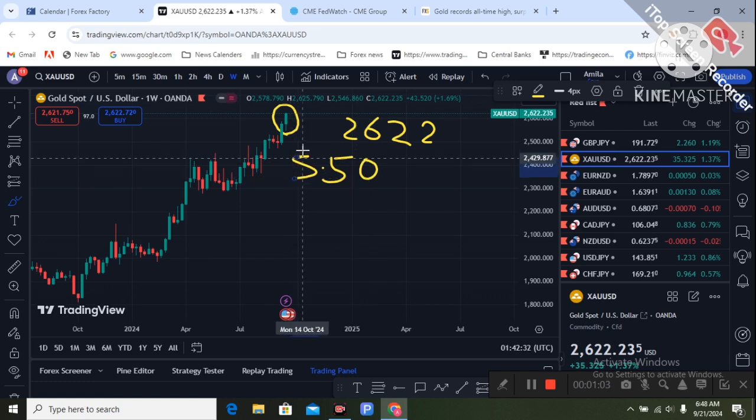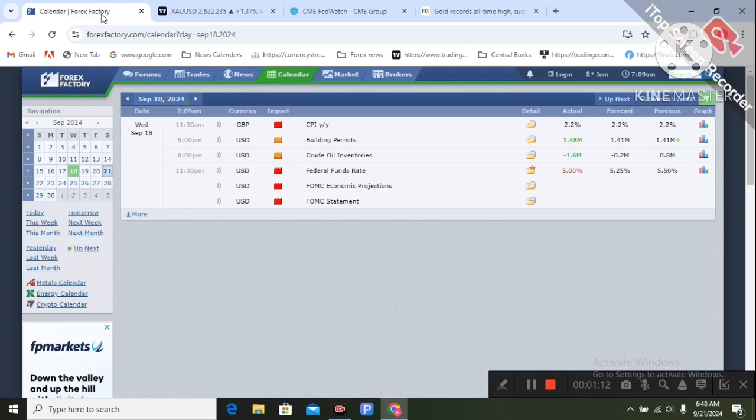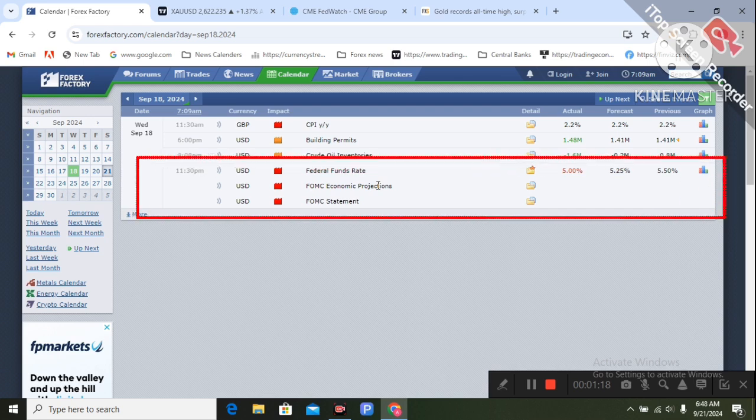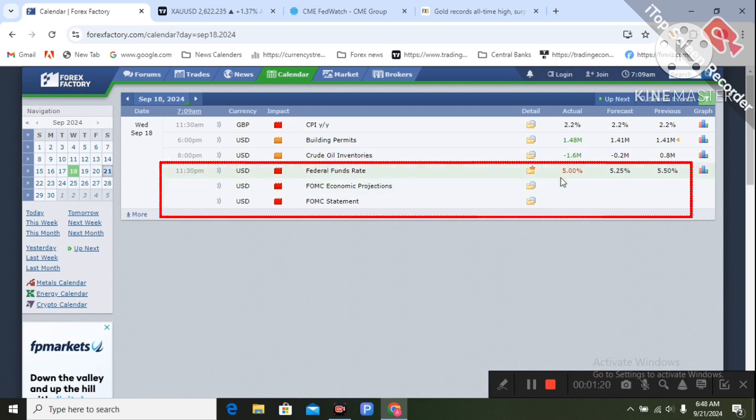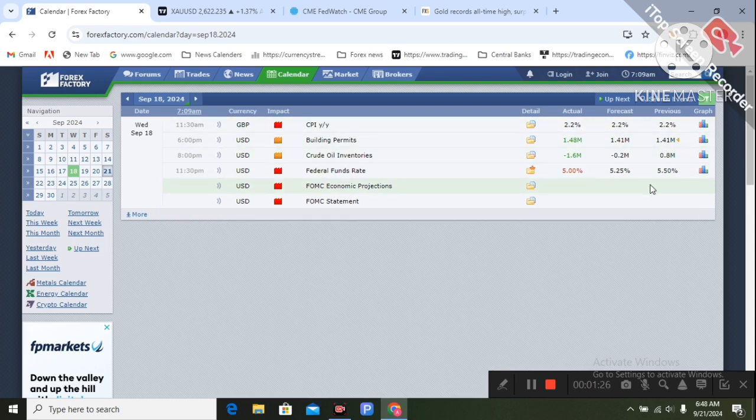So what is the reason for gold demand? That is the important thing. I am thinking of the last week's FOMC meeting. On Forex Factory, you can see the FOMC meeting was held last week in September. You can see the 50 basis points, that's 0.5%. The Fed cut the rate last week, so the interest rate is now 5% from 5.5%. So a 0.5% rate cut.